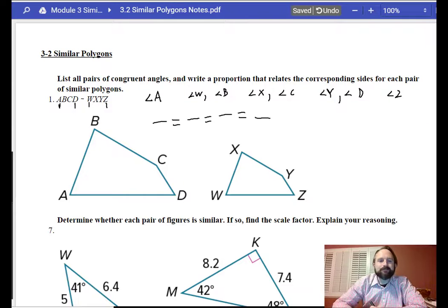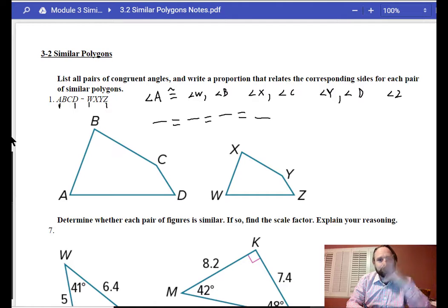Hello, Integrated 2. We're going to be talking about 3-2 similar polygons. I've already written out the corresponding angles. Angle A corresponds to W, B to X, C to Y, D to Z. And so all of these are congruent. All of the angles are going to be congruent.